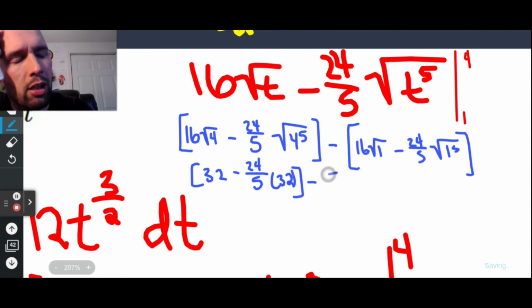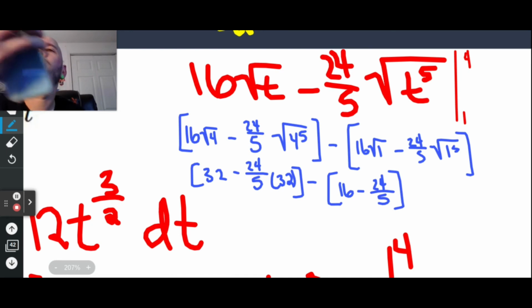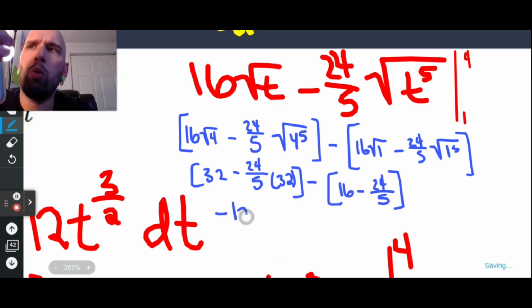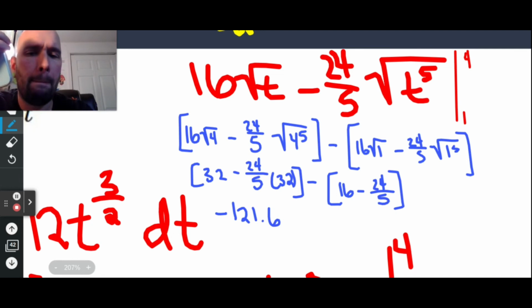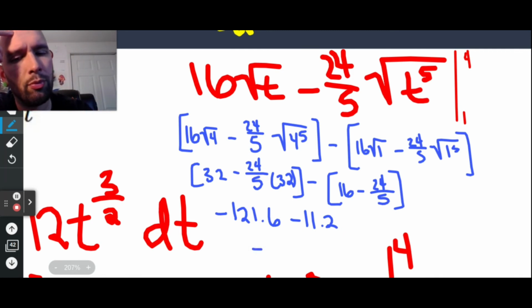minus 16 minus 24 fifths. All right, let's see if we can break this down nicely. 32 minus 24 fifths times 32. So I got negative 121.6. 16 minus 24 fifths. It's 11.2. Negative 121.6 minus 11.2. It's negative 132.8.